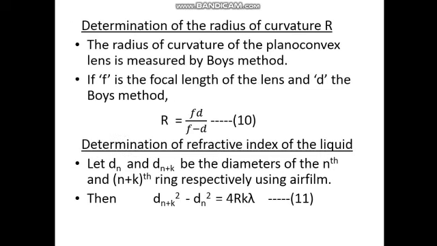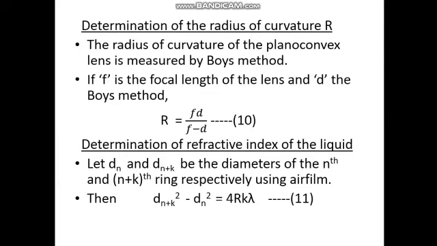In order to calculate the radius of curvature, the radius of curvature of the plano convex lens is measured by Boy's method. If f is the focal length of the lens and d the Boy's distance, then R is equal to fd divided by (f minus d).